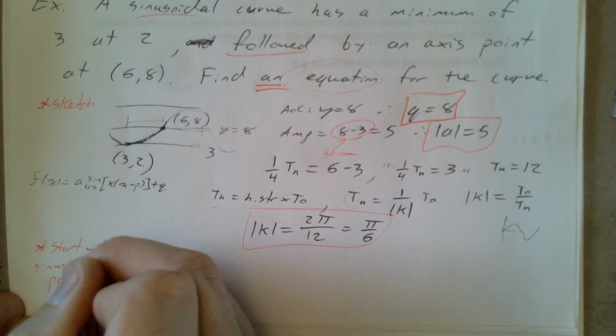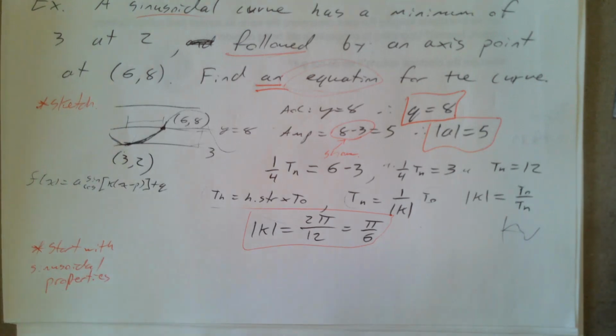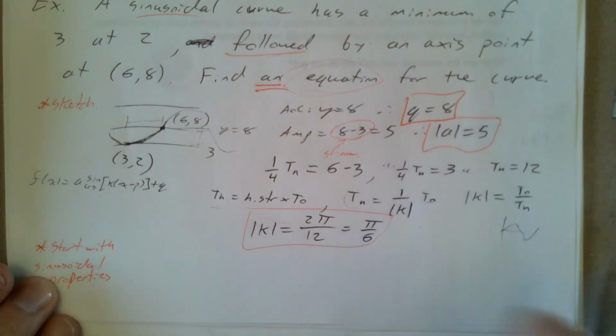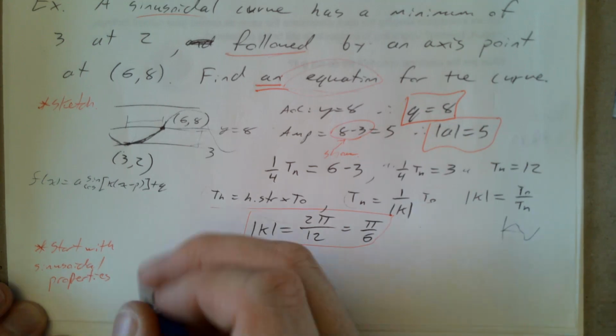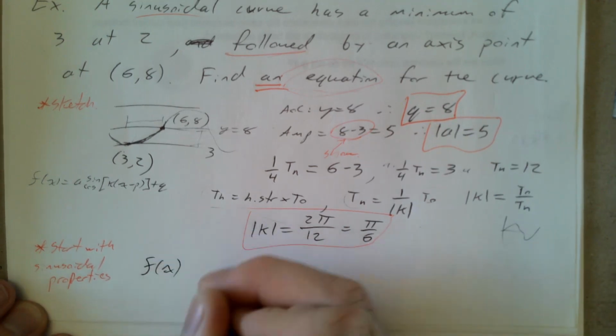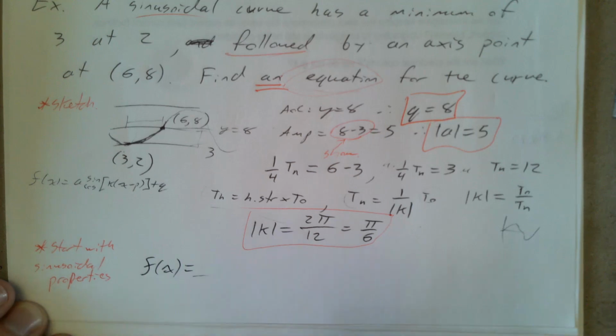Okay. We should not start by deciding if this has been reflected or not. We shouldn't start by deciding what our phase shift is or whether we're dealing with a sine or a cosine model. You should start with this information because this information is going to be the same for everybody. I'm going to write in f of x equals, and leave a blank because I don't know if it's been reflected vertically or not, or I haven't decided yet.